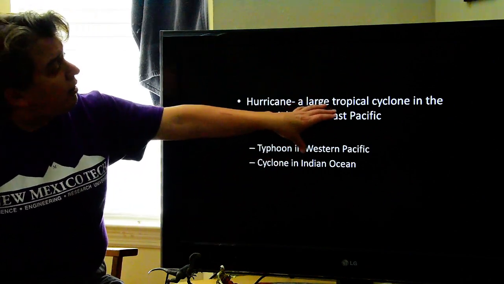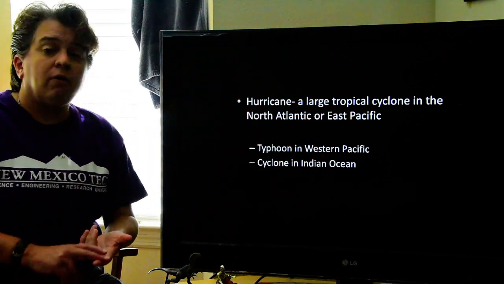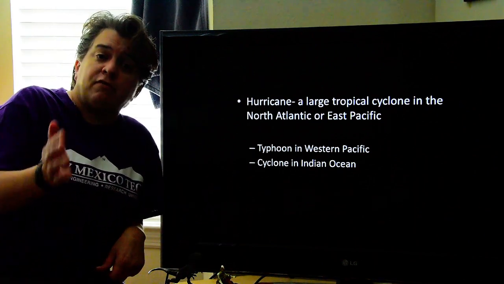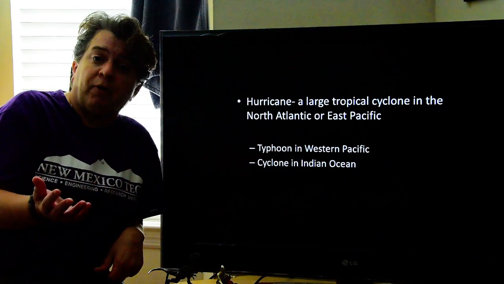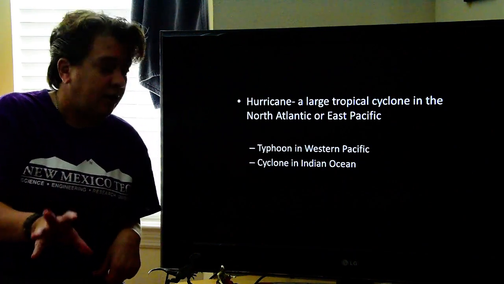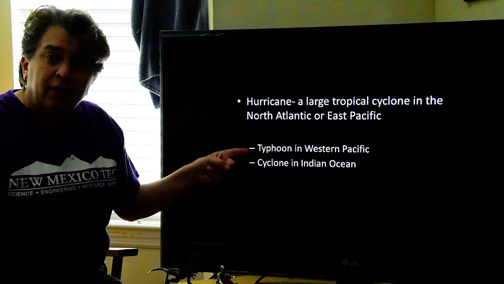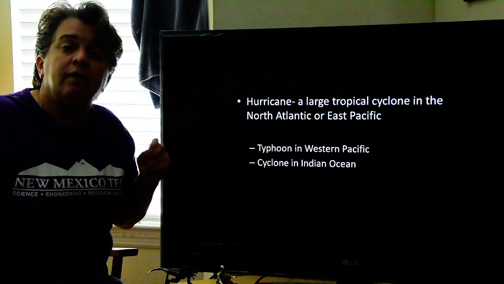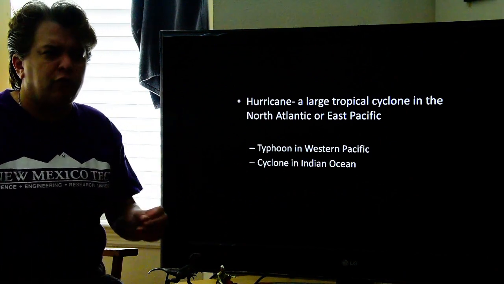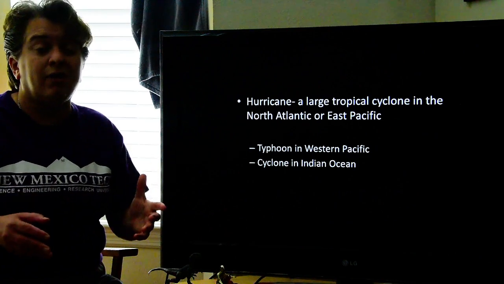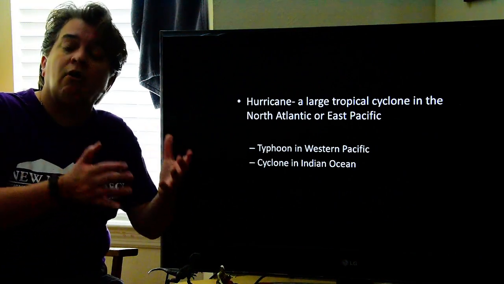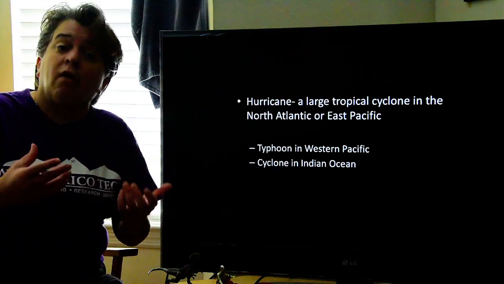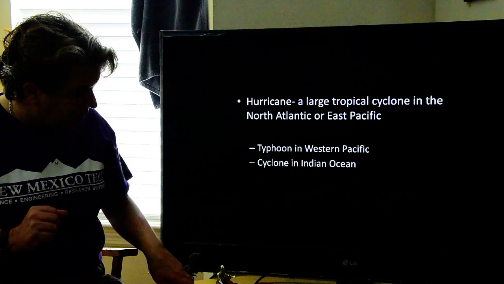All right, so this is a large tropical cyclone in North Atlantic or the East Pacific. They get these tropical cyclones in other parts of the world. They just don't call them hurricanes. It's a typhoon in the Western Pacific, or simply a cyclone in the Indian Ocean. So if you ever hear like Japan is being hit by a typhoon, well, hey, it's a hurricane. It's just called something different in that part of the world. The way they work, the way they behave is the same.